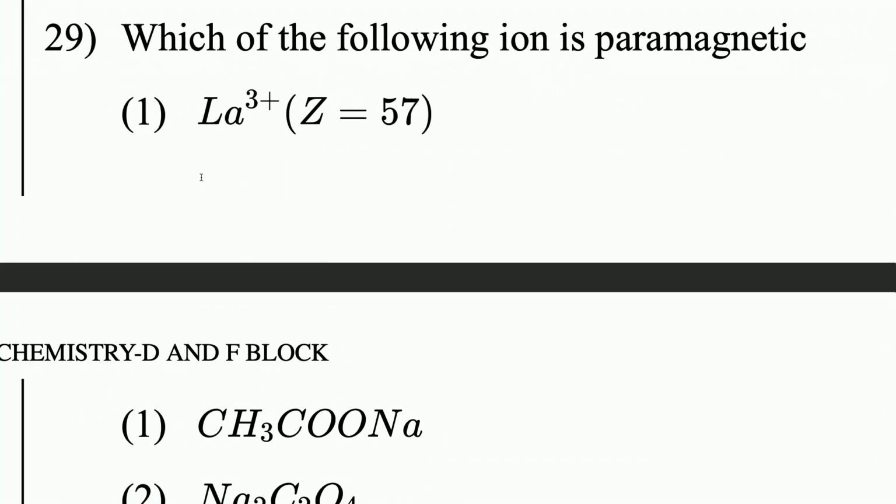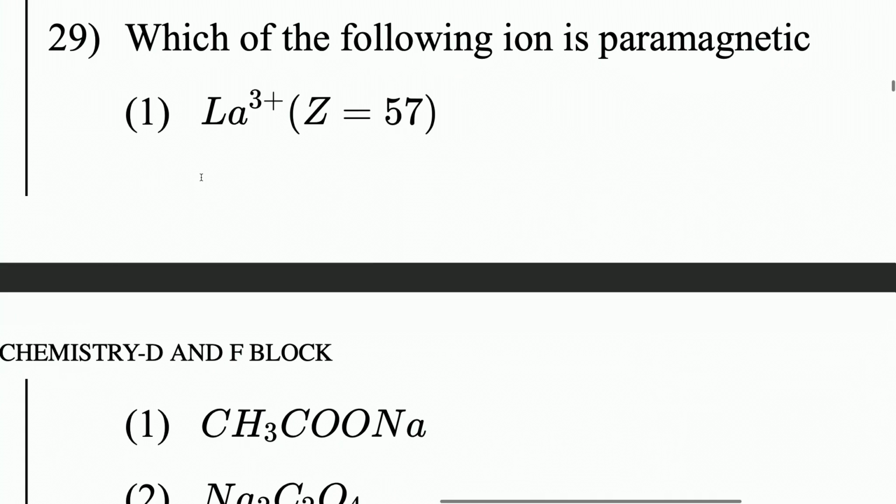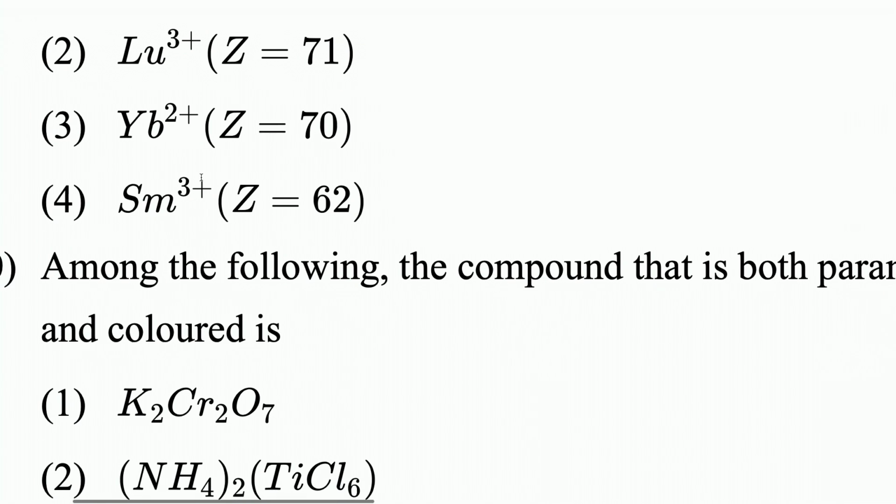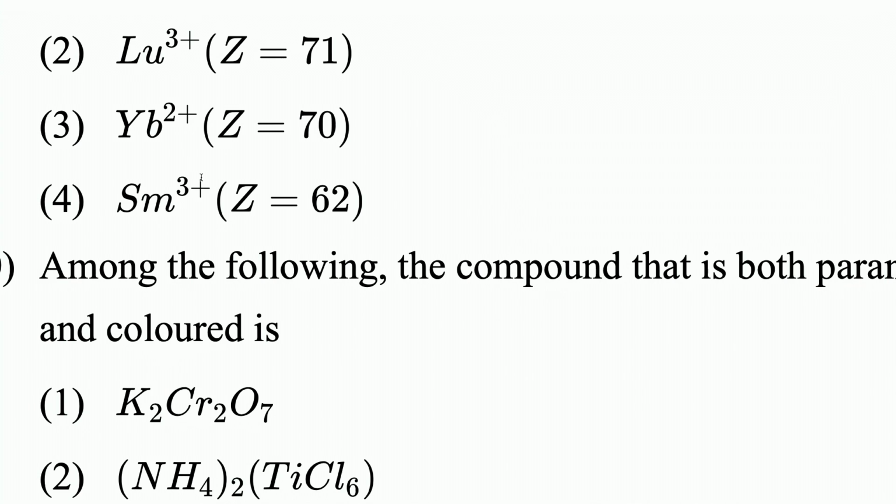Question number 29. Which of the following ions is paramagnetic? Option 1: La3+ (57). Option 2: Lu3+ (71). Option 3: Yb2+ (70). Option 4: Sm3+ (62).